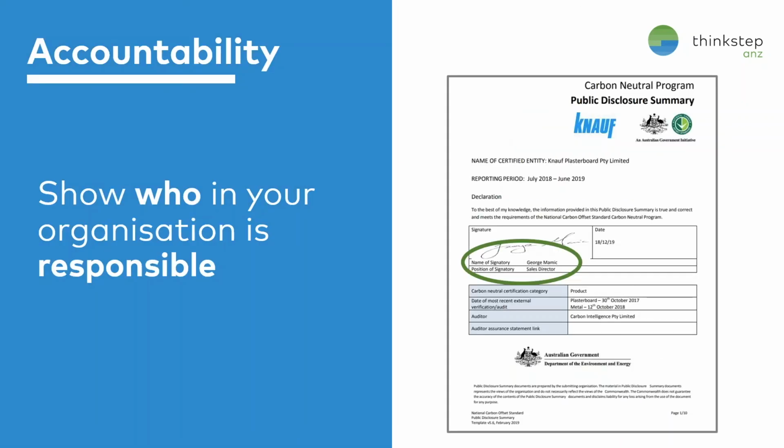Another important aspect is to show who's accountable and responsible in the organization. So CNALF in Australia, under the Climate Active program, have said here that George Mamek, the sales director, is responsible for it. So it's very easy to identify those people. By the way, we also have a couple of our people currently on the pathway being accredited to help under the Climate Active program. So we can help there as well.